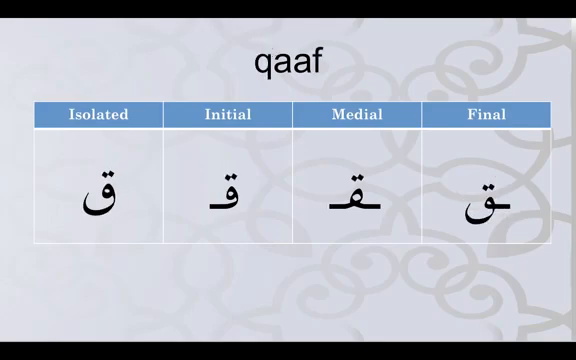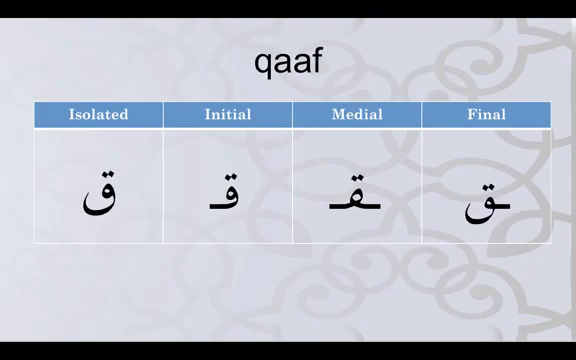Next is the letter fa, the sister letters fa and qaf. The letter fa, its isolated, initial, medial, and final forms are separate from each other, but the slight difference between the two, and you will notice, is that the qaf has two dots on it, whereas the fa has one dot on it, and it's written with a circle and then connected to the other letter. Fa has one dot, qaf has two dots.